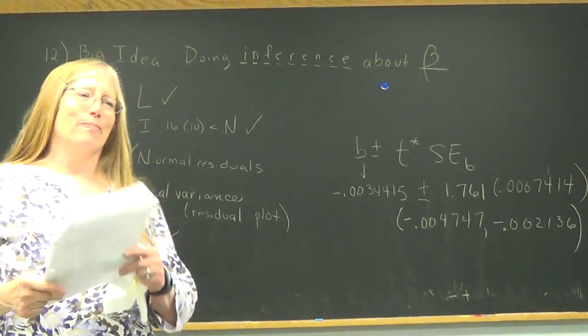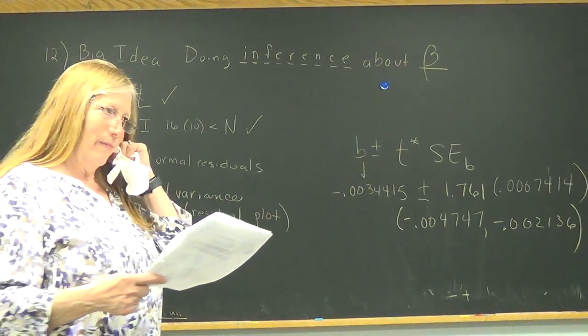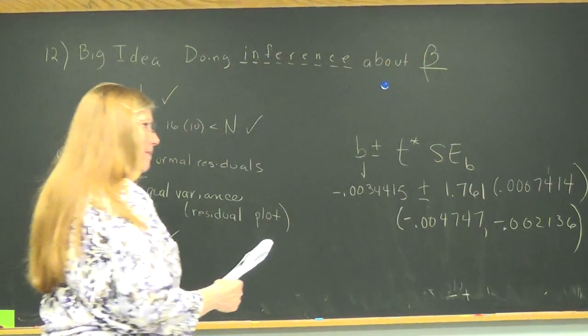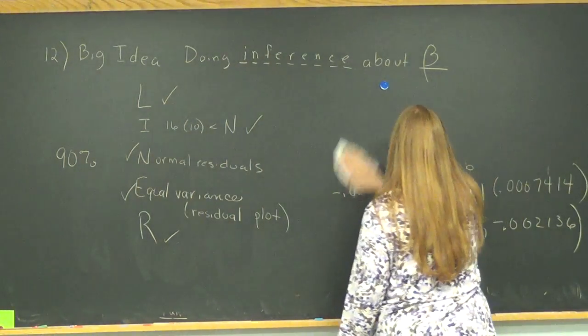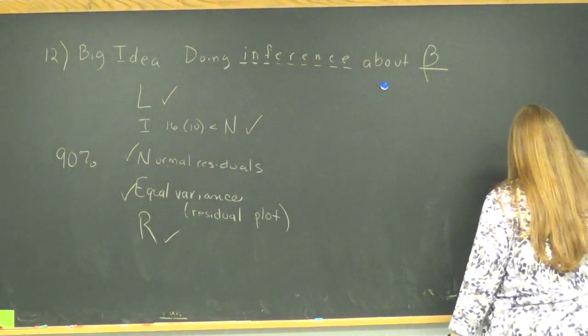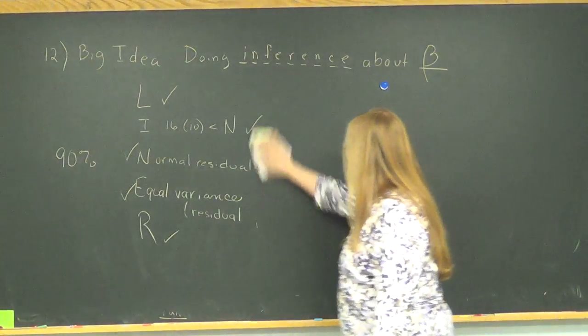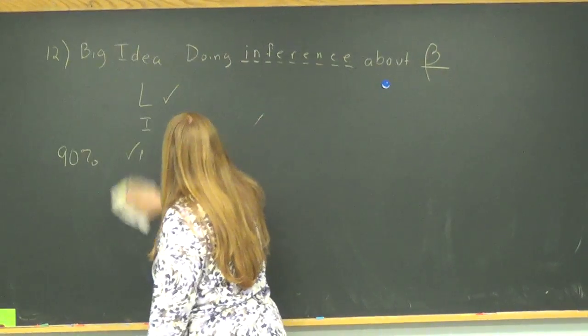Can we maybe, sometime next week, take a second to write down all of those calculator steps for LinReg? Because it's confusing to me.